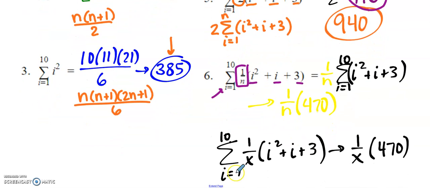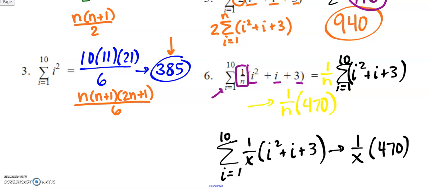Finally, just showing this in one more way, if I had started with 1 over x, right, this would be 1 over x times 470. Just like when I had 2 times all of that, it was 2 times 470. So this number is still considered a constant multiple because the variable x is not the same that the index is supposed to vary.